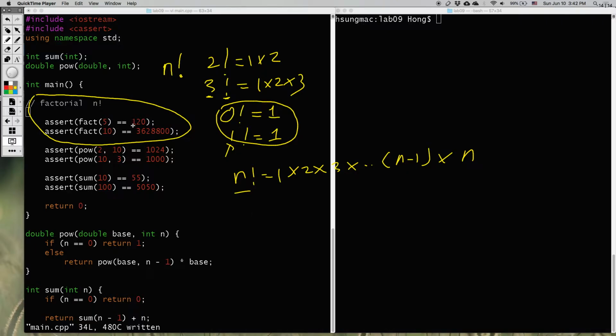So I looked up a Google search and found a few points for assertion purposes. Here, factorial 5 is 120, factorial 10 is 3,628,800. Those are the couple of points we are going to verify.